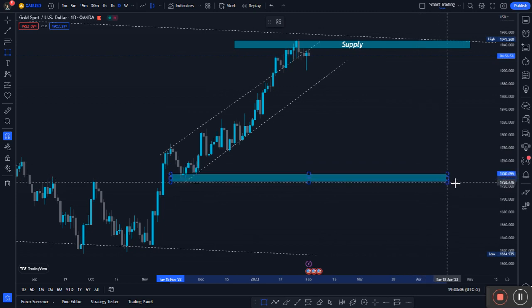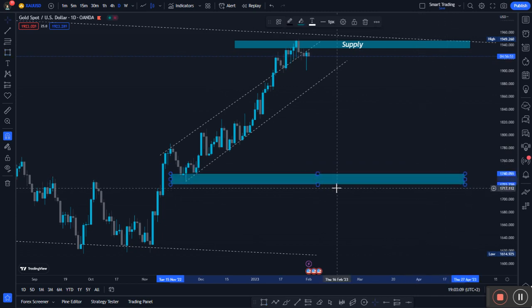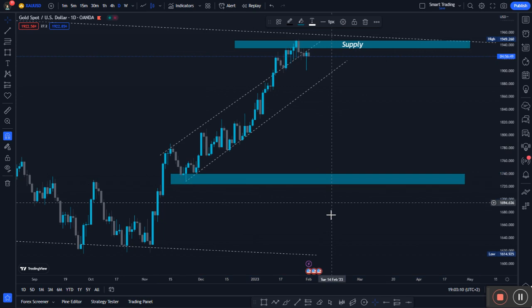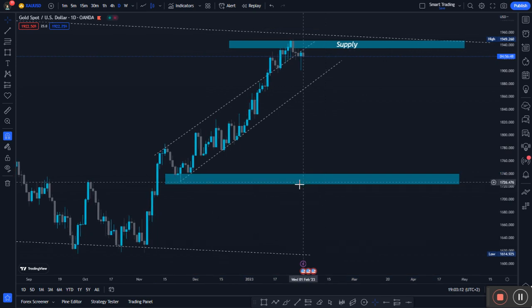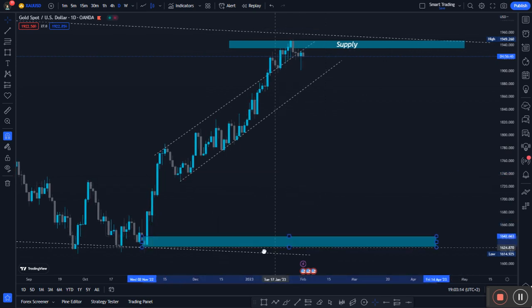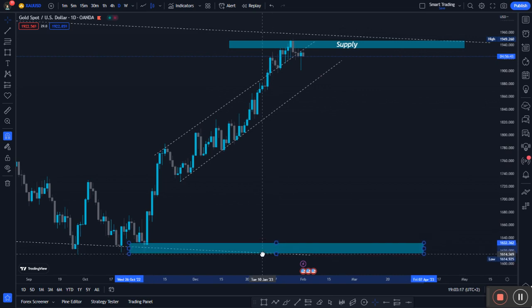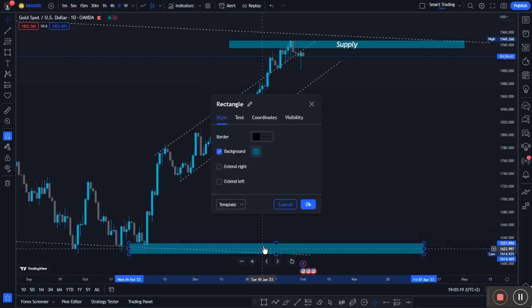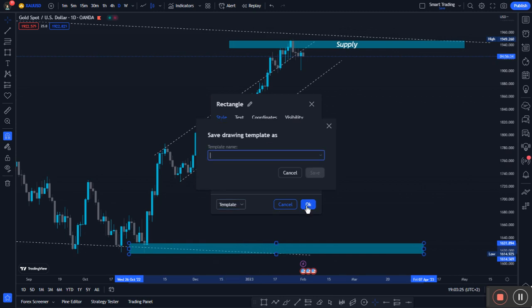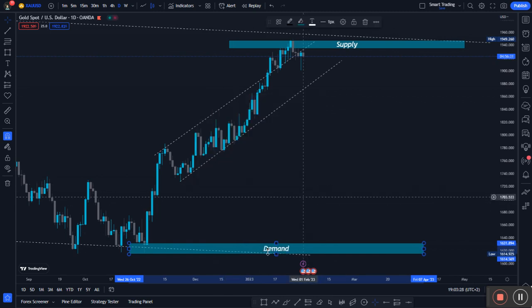Okay, sorry, I'm just going to move it down a little bit. This will be our demand right over here, our demand zone. Let me just label it. Demand. Okay, that's demand.